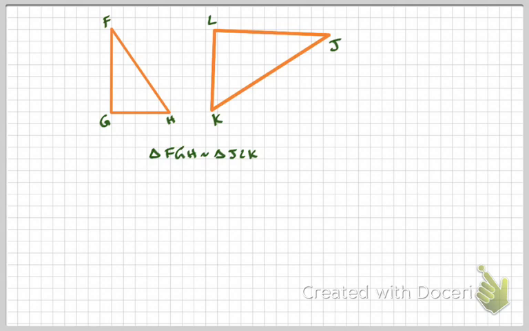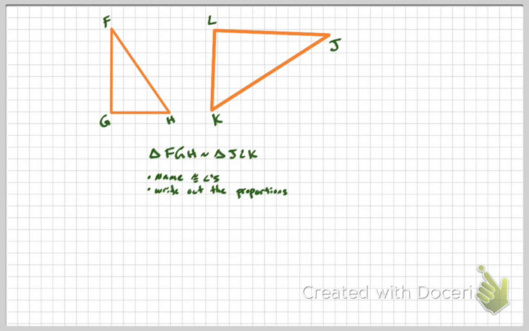So if I looked at this figure right here, they're giving us the similarity statement. They're telling us that FGH is similar to JLK. And so what I'd like you to do is take a second, pause this, name the congruent angles, and then practice putting together the ratios and making them equal. Okay, so pause this right now.